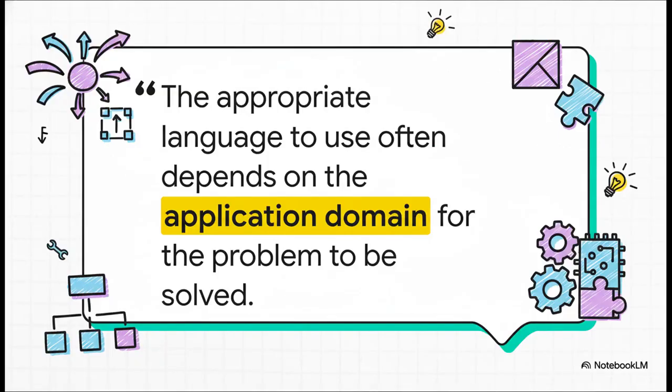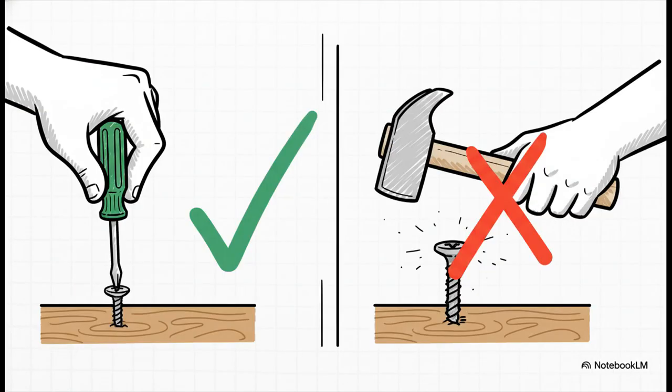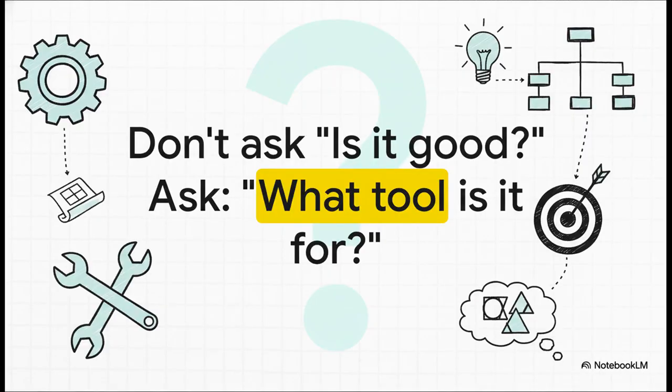The source material for this explainer puts it perfectly. It says, the appropriate language to use often depends on the application domain for the problem to be solved. And that's really it. It sounds simple, but that is the absolute core principle behind choosing a programming language. So at the end of the day, it's not about finding the best programming language. That's like asking what the best tool is in a toolbox. There's no such thing. There's only the right tool for the job you have in front of you. And that should hopefully give you a whole new lens to see this stuff through.